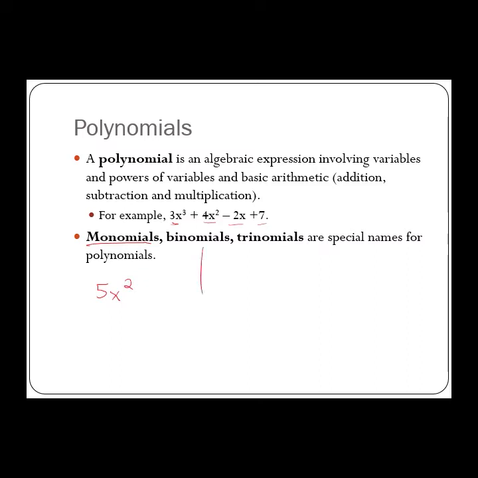If you see the term binomial, bi meaning 2, this could be something like 3x minus 1. It has 2 terms, the 3x and the minus 1. And then trinomials we'll see especially a lot at the end. x squared plus 7x plus 12. This is a trinomial. It has 3 terms.